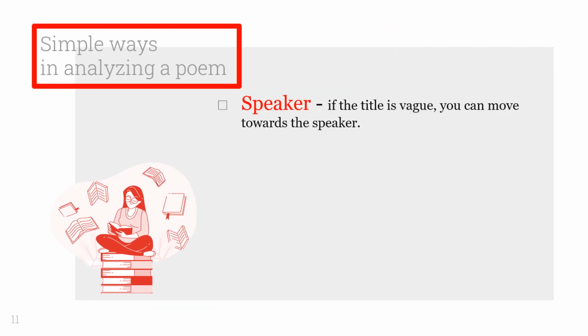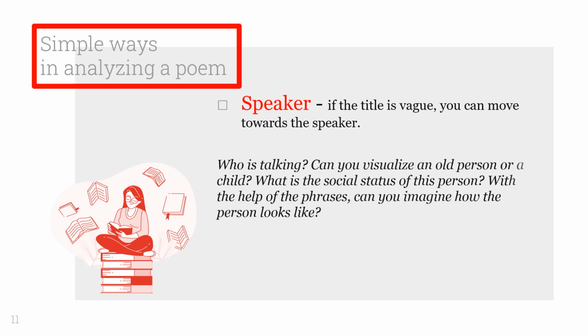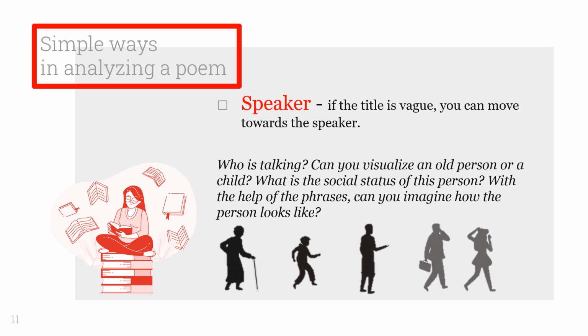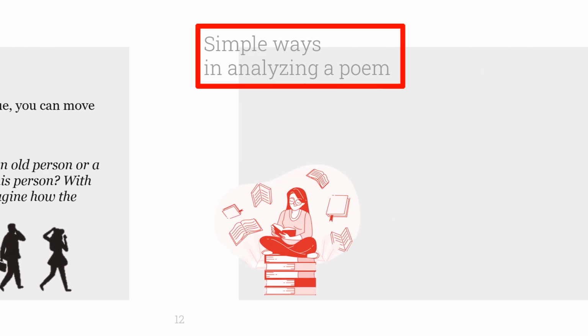The second one is a speaker. So if the title is vague, you can move towards the speaker. And here are some guide questions. Who is talking? Can you visualize an old person or a child? What is the social status of this person? With the help of the phrases, can you imagine how the person looks like?